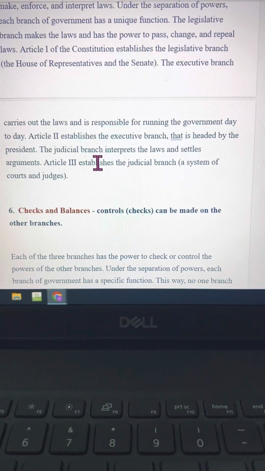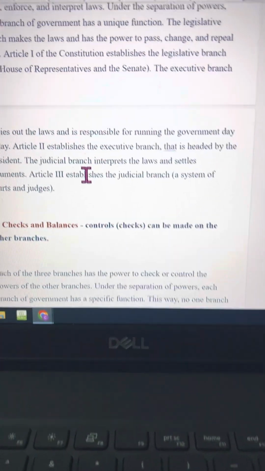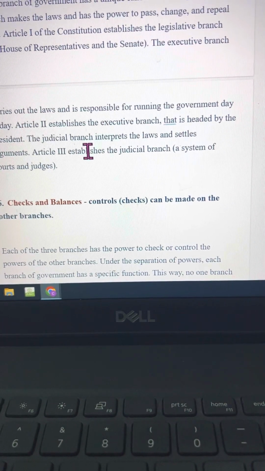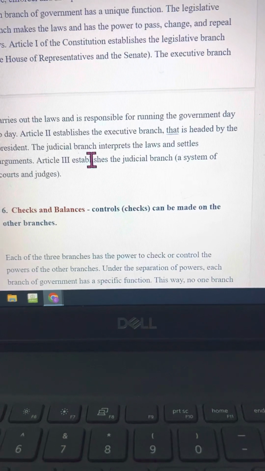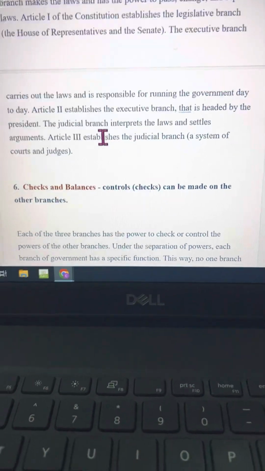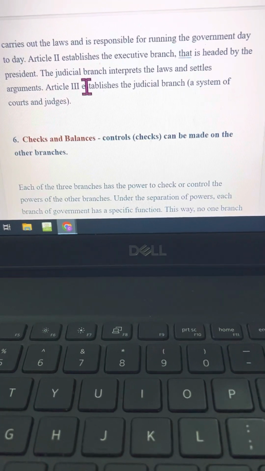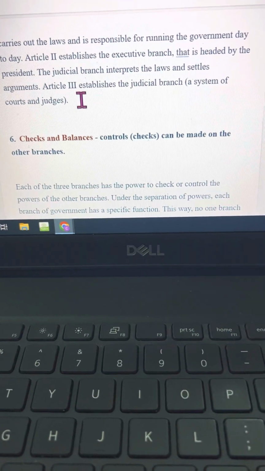The executive branch carries out the laws and is responsible for running the government day to day. Article 2 establishes the executive branch that is headed by the president. The judicial branch interprets the laws and settles arguments. Article 3 establishes the judicial branch, a system of courts and judges.